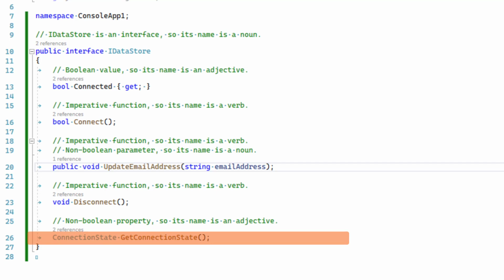And finally, we have a non-Boolean property accessor, although I've mistakenly left out the property itself, GetConnectionState. This is also a non-Boolean function, so it gets the same treatment. This will be an adjective. We can usually disregard the words get and set in our determination of whether it's a suitable adjective or not, because these are typical of property accessors and are mostly found on methods which are not imperative, but actually just property accessors. So they can therefore be treated like properties or non-imperative functions.